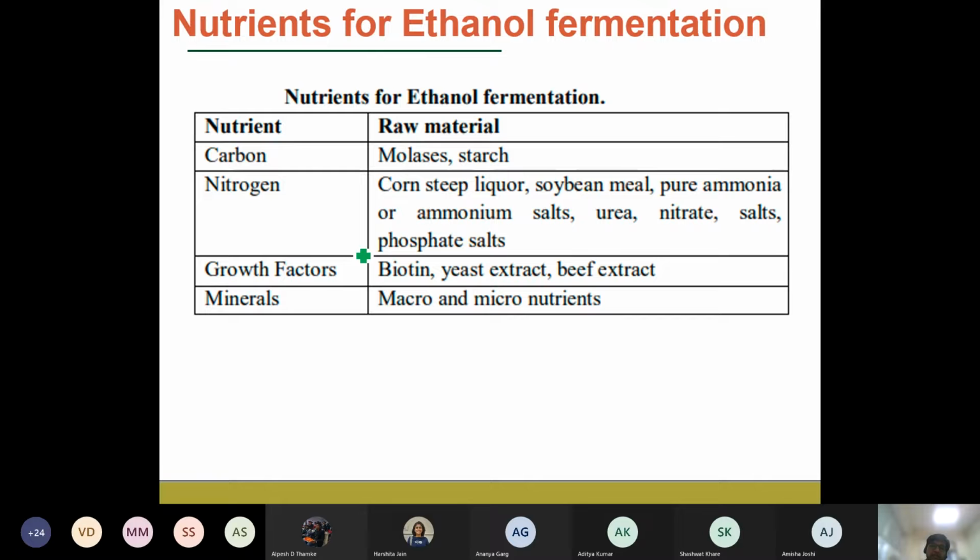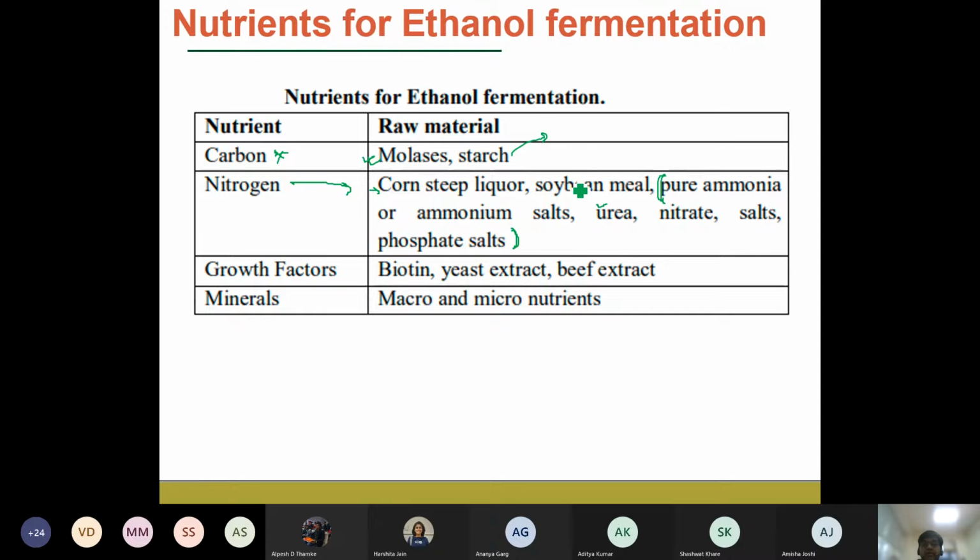If you see the carbon source, it can be molasses and starch. We already discussed how starch can be converted into fermentable sugars, but there are also nitrogen sources which are important for ethanol fermentation. Generally they are corn steep liquor, soybean meal, pure ammonia or ammonium salts, urea, nitrate salt, and phosphate salt. From here, these are direct chemicals like ammonia, ammonium salts, and urea.